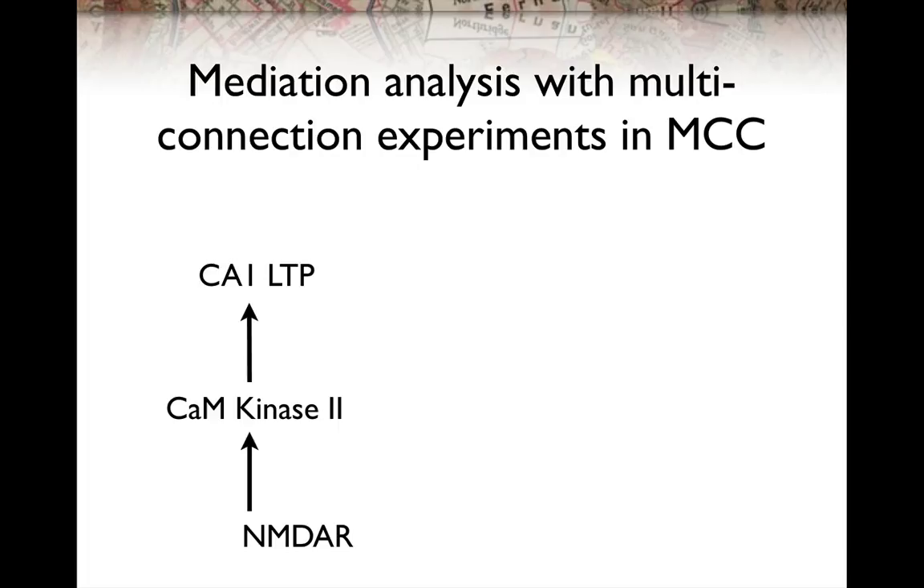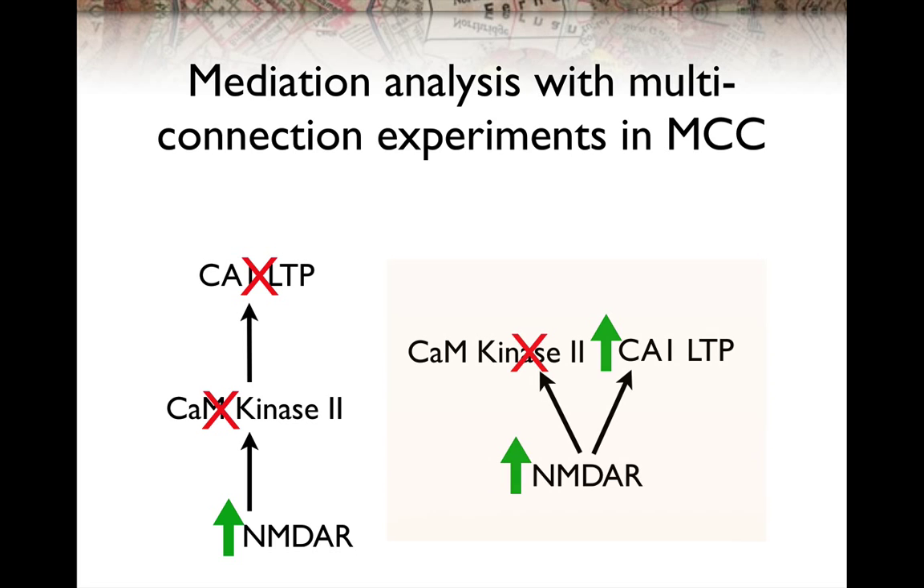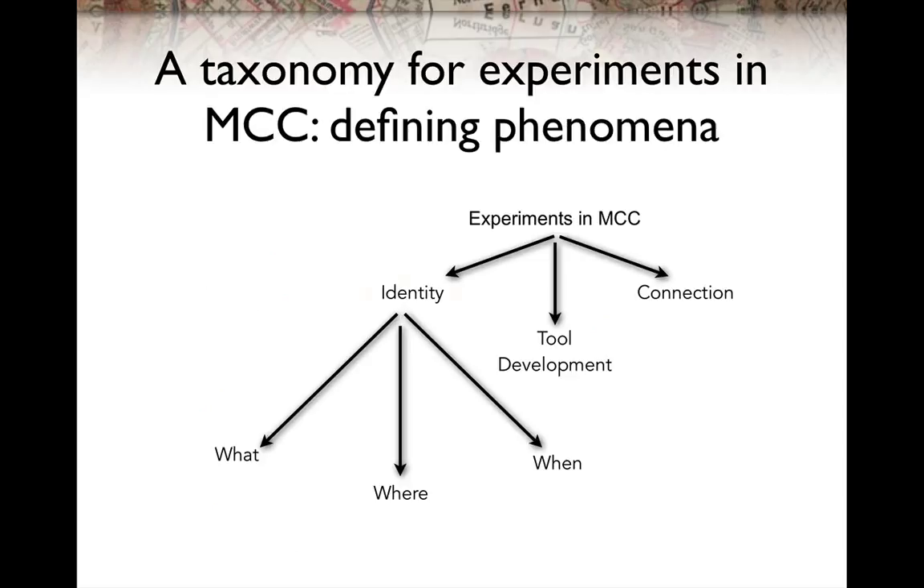One strategy would be to increase the levels of NMDA receptors, which would be expected to enhance CA1-LTP, and at the same time block calmodulin kinase 2. We would expect that the block of calmodulin kinase 2 would also block CA1-LTP. However, if calmodulin kinase 2 did not mediate the effects of NMDA receptors on CA1-LTP, then we would expect that CA1-LTP would be left unaffected by the block of calmodulin kinase 2. This really is the point of multi-connection experiments. They are designed to manipulate more than one phenomenon so that their relations are elucidated.